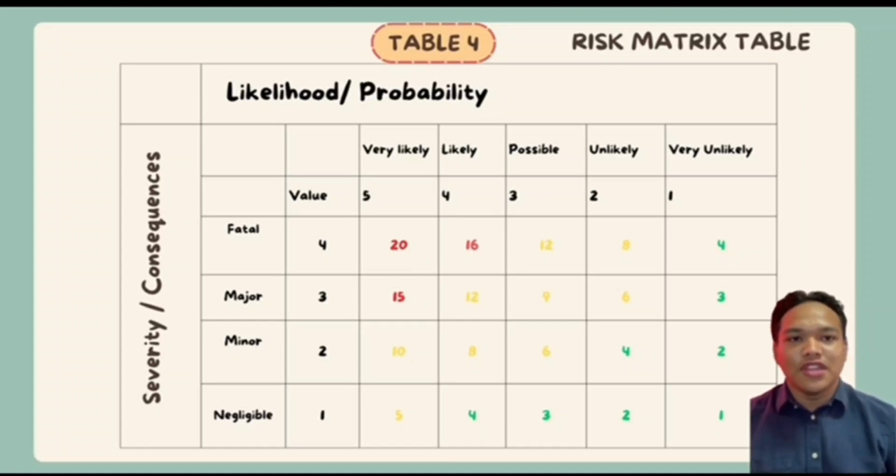So, how do we use this table? We can see the severity: fatal, major, minor, and negligible have their values, and also likelihood: very likely, likely, possible, unlikely, and very unlikely. So how to get the value? We can see the fatal is 4 and the likelihood value for very likely is 5. So 4 times 5 we get 20. That's how we use the risk matrix table.